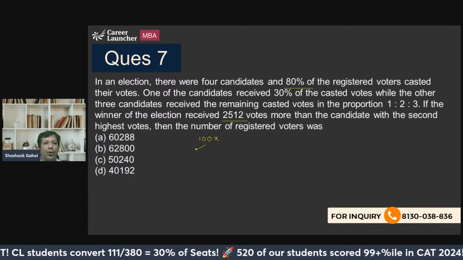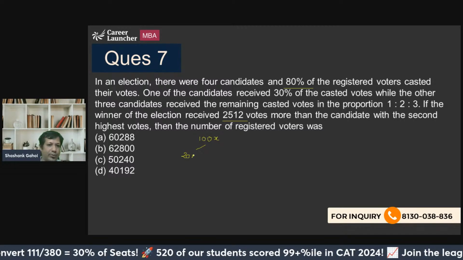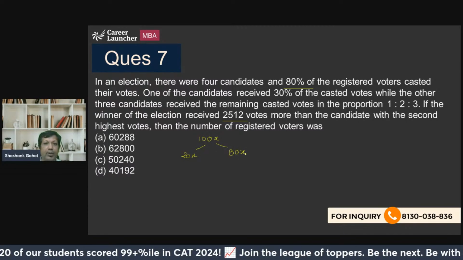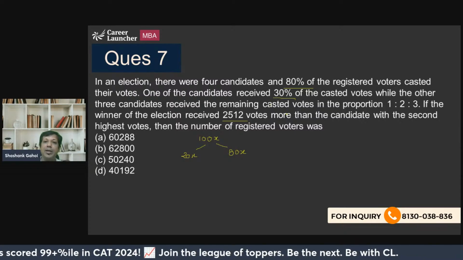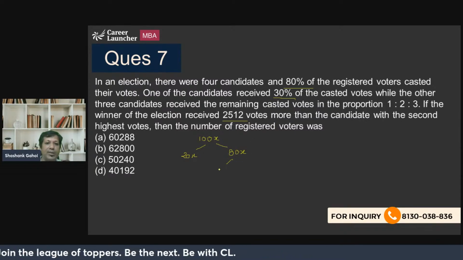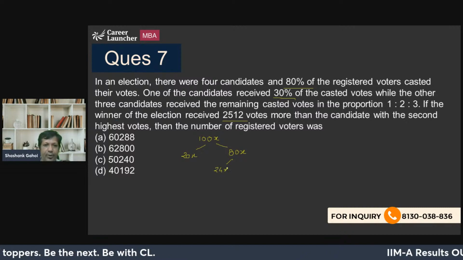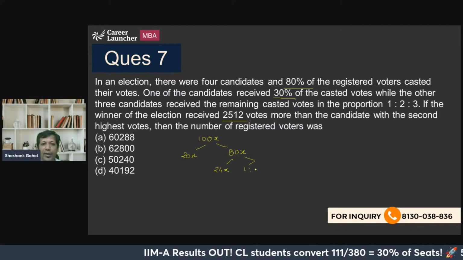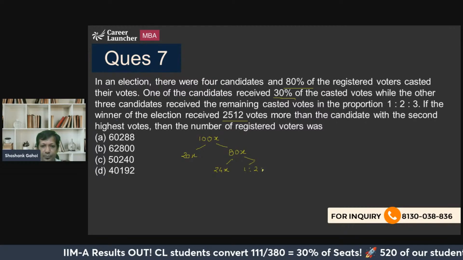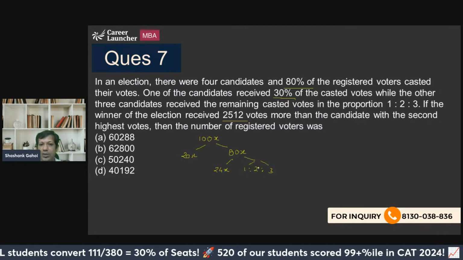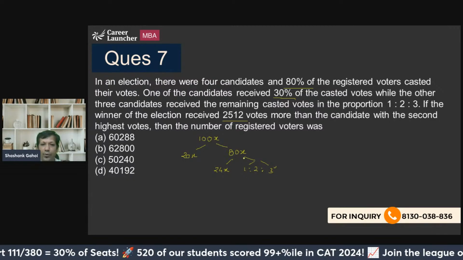Out of 100x, 20x people didn't vote. So how many people voted? 80x. Out of 80x, 30% were cast for one candidate. So 30% of 80x is going to be 24x. Now the remaining votes are given in the ratio of 1:2:3.